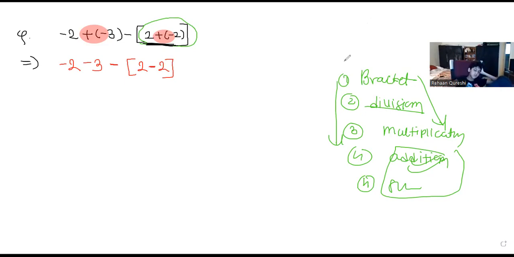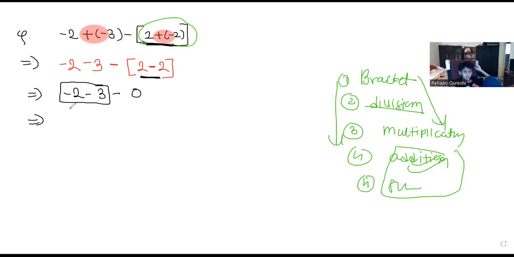So what is the value of 2 minus 2? The value of 2 minus 2 is 0. So this becomes 0. If we subtract 0 from any number, the number itself stays the same. So first of all solve these two numbers: minus 2 and minus 3.